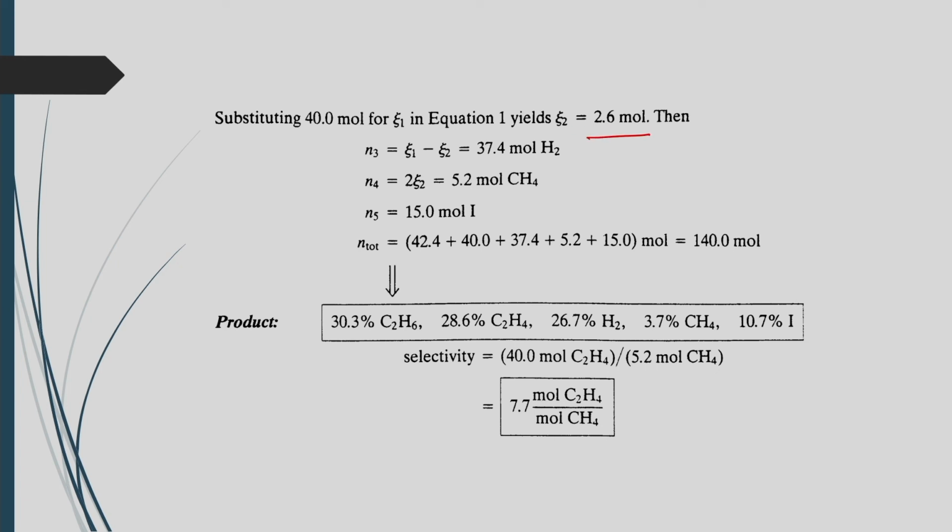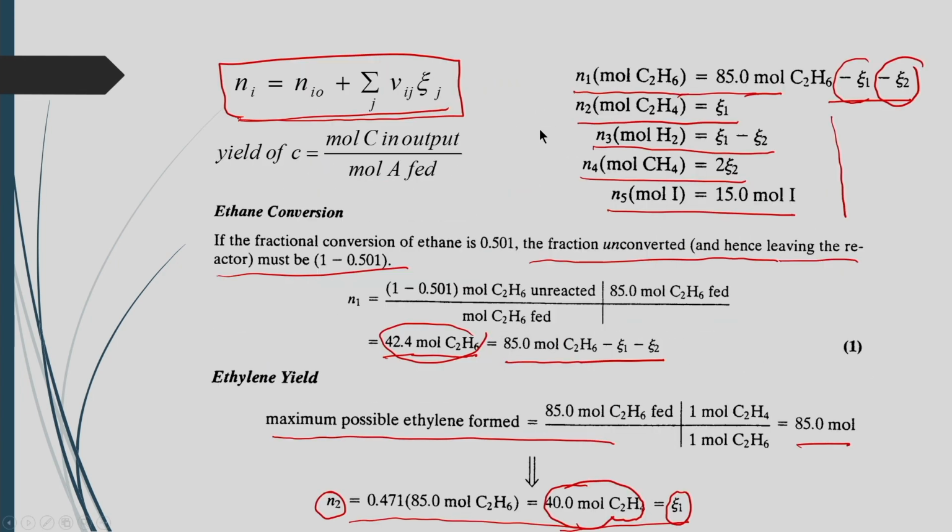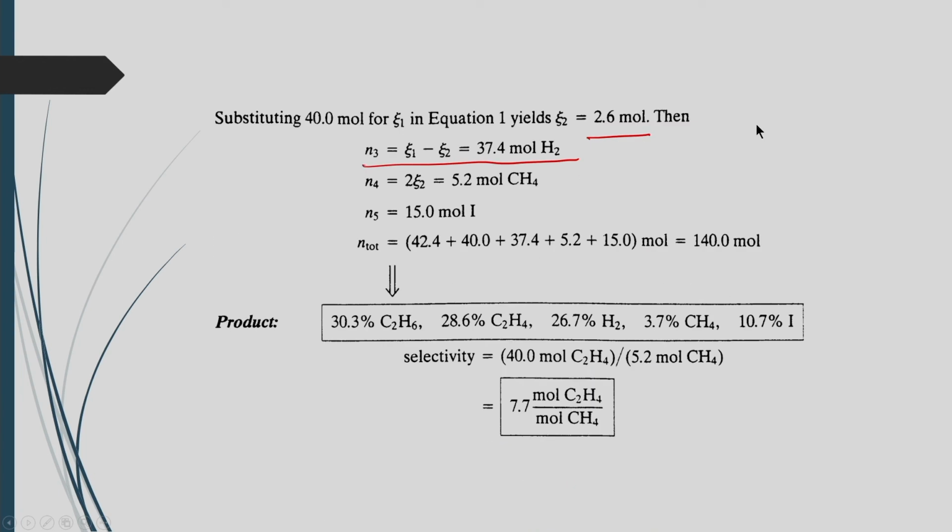Then, after substitution of Xi1 and Xi2 in N3, which is basically Xi1 minus Xi2, after subtraction of Xi2 from Xi1, you can get N3 as 37.4. Similarly, N4 you can calculate as 2 Xi2, so it will come as 5.2, whereas N5 is already known to you. And then the total mole will be the summation of all the N1, N2, N3, N4 and N5 in the outlet stream. It will come as a total amount of 140 mole.